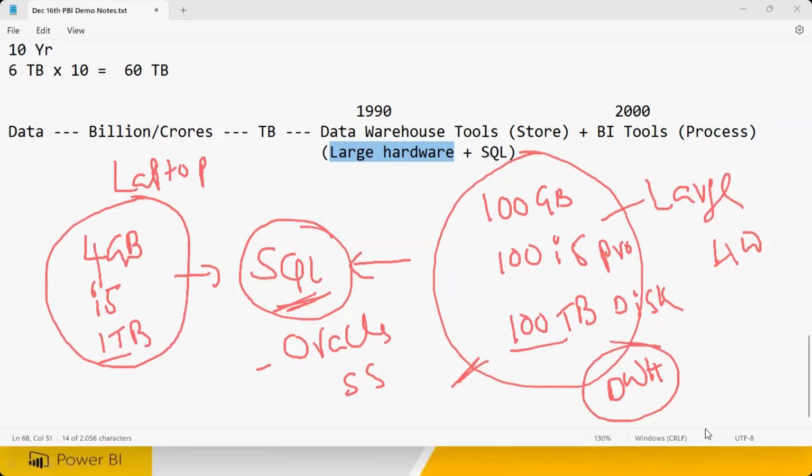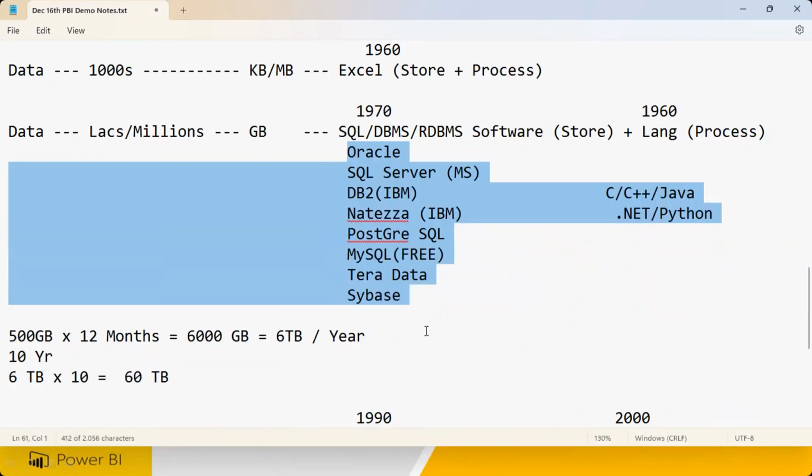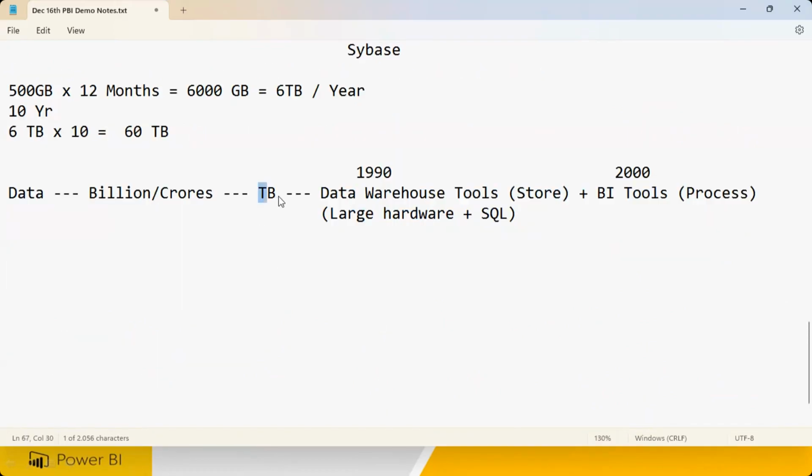Am I clear? As a layman, if you want to understand, any one of the software you will be able to install, it will be Oracle Data Warehousing Server, SQL Server Data Warehousing Server. So it is all about terabytes of data you can have. But how can we process it?